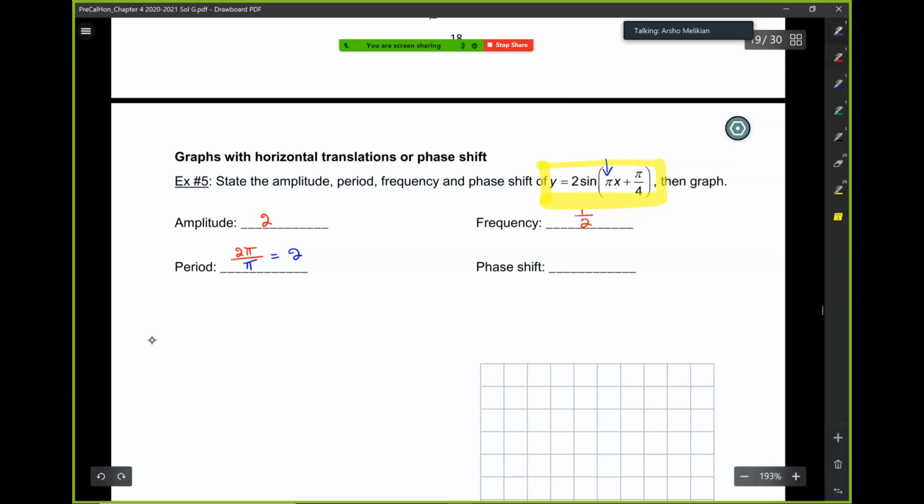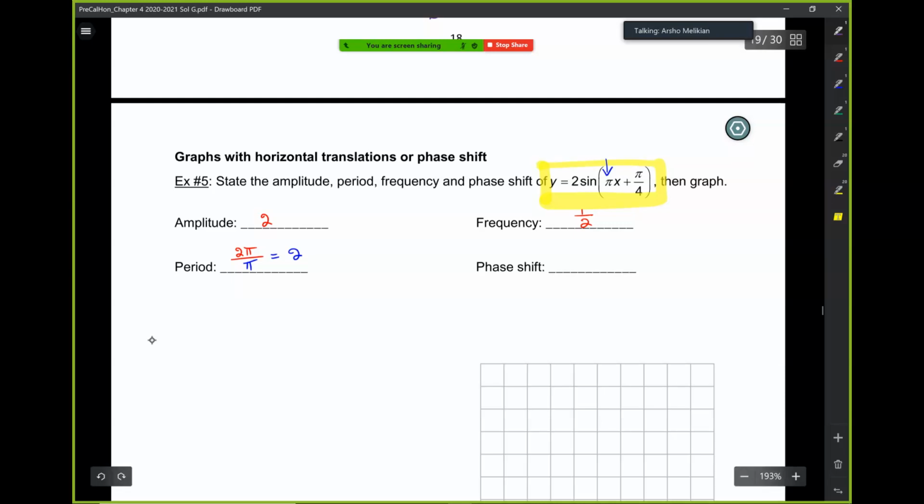Phase shift. Why is the frequency half? I'm a little bit confused. Because it's the reciprocal of the period, always, whatever the period is. But not the negative reciprocal? No, that's negative slope. That's perpendicular slope.